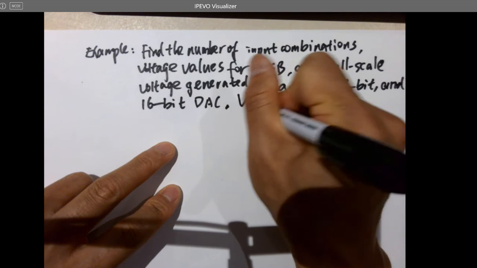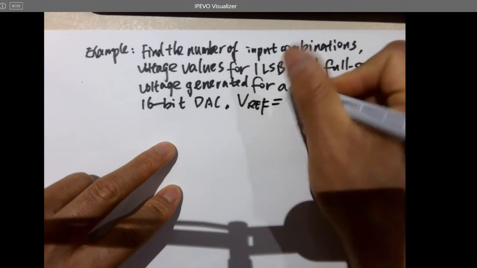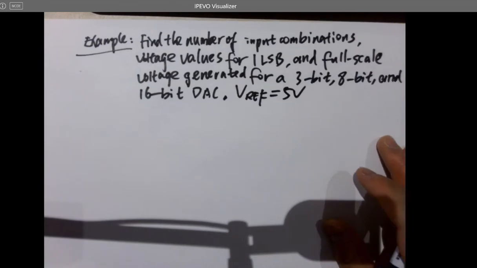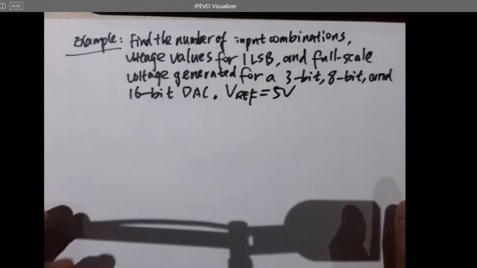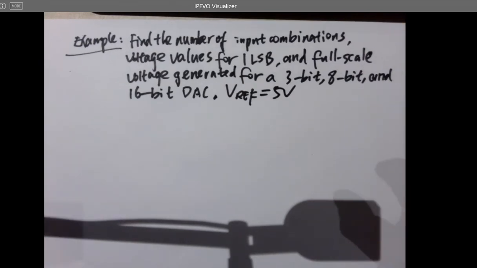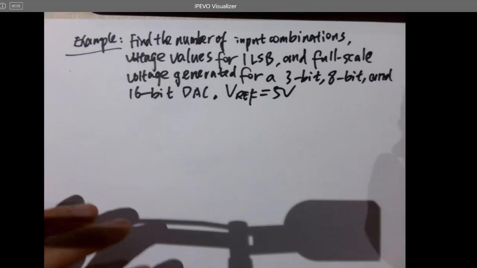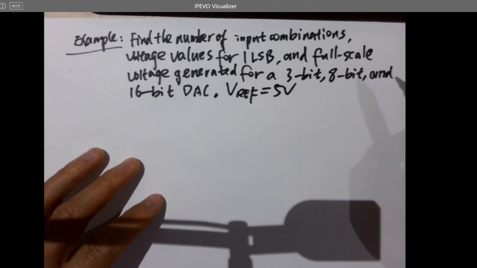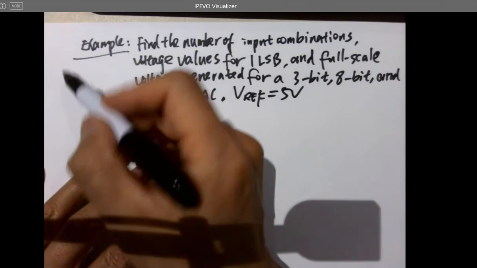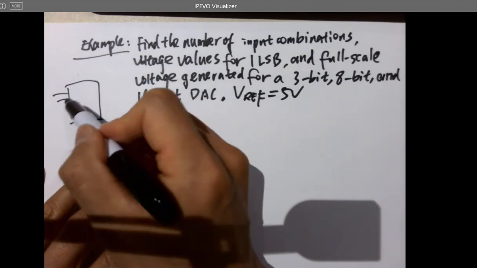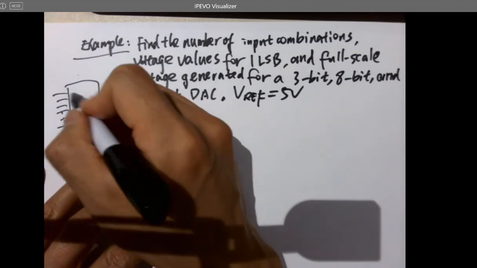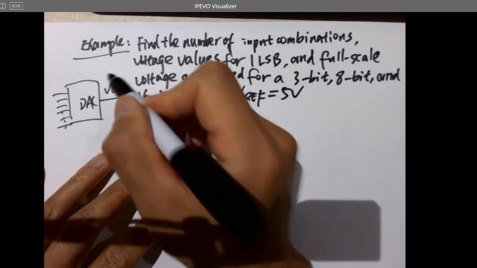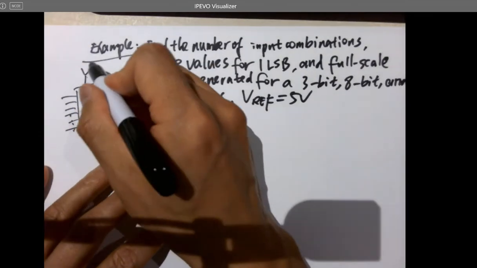So VREF for this case is 5 volts. So you need to list everything in the table for this problem. Before we start writing down anything, you want to see what this problem is asking you to do. The number of input combinations. I can imagine that the DAC is a block like this, right? So there are many inputs, depending on the resolution of the DAC. And there's a VREF.